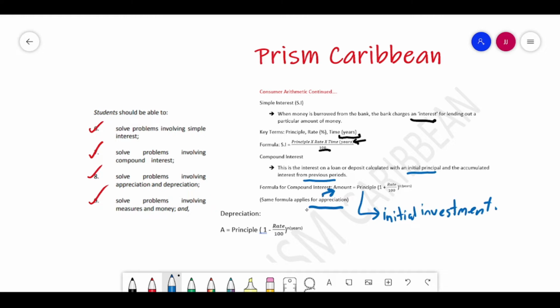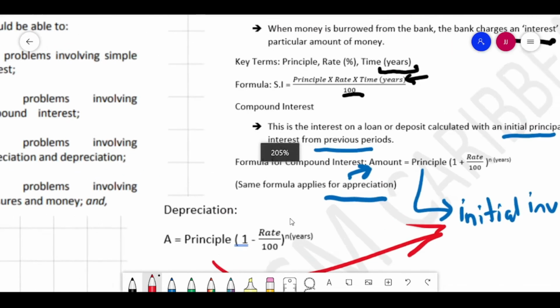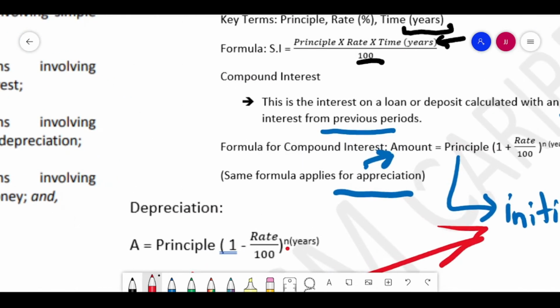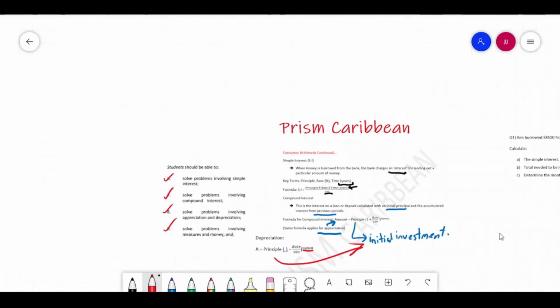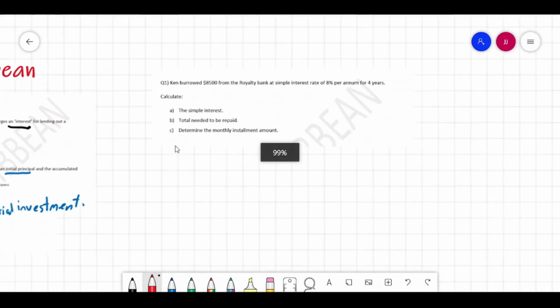Please note, however, with regards to appreciation and depreciation, this formula above also applies to appreciation. Now, depreciation isn't that much of a difference. The amount is equal to the principal, which we know is the initial investment, into 1 minus the rate over 100, to the power of n, which of course, do not forget, is always in years. So let's get to our first question.